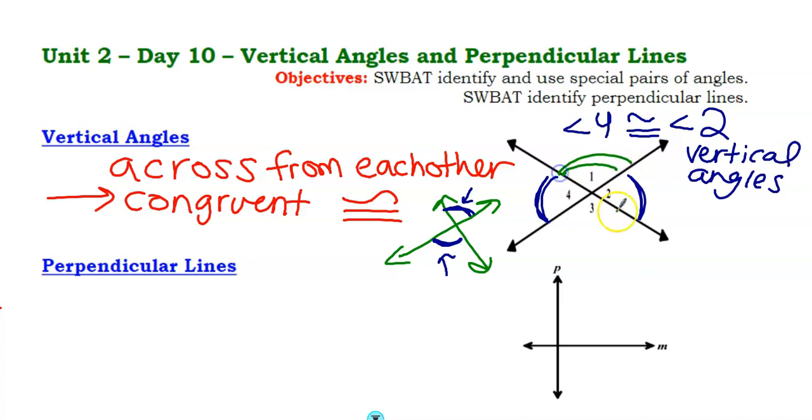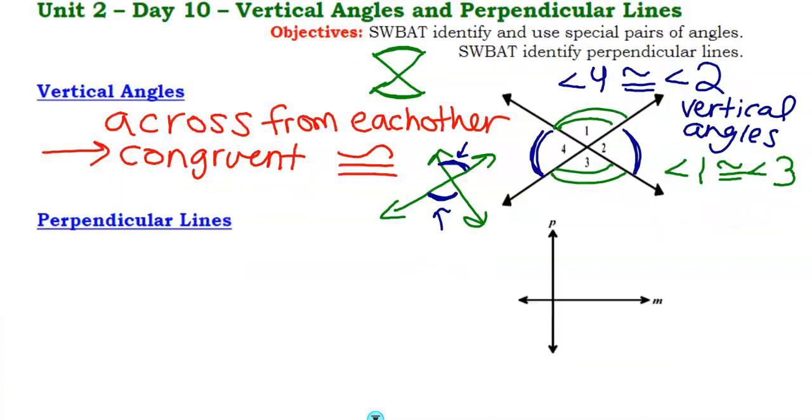And then angle 1 and then angle 3 are also vertical angles. So angle 1 is congruent to angle 3. Again, it makes that hourglass. So if you've ever seen an hourglass before, one of those old school ones, that's what we're making. They're across the way from each other. Okay?